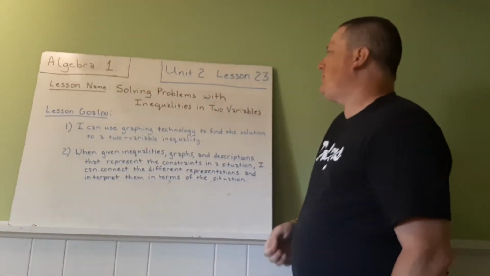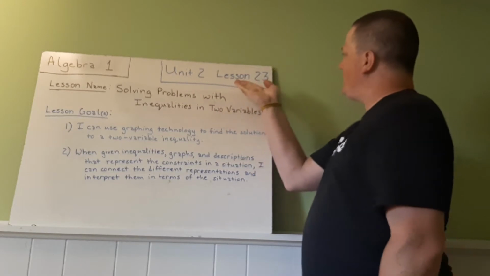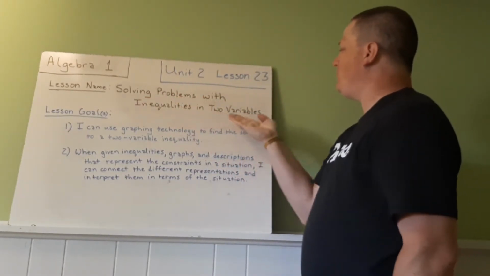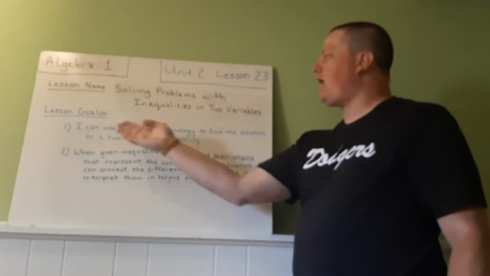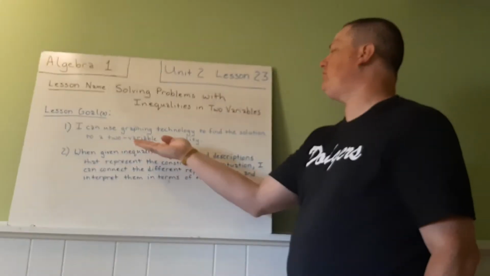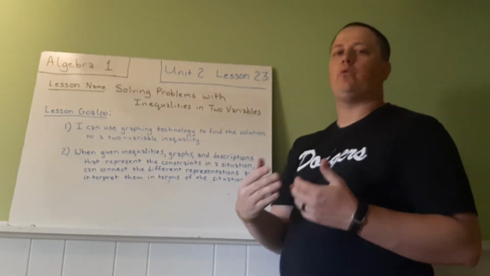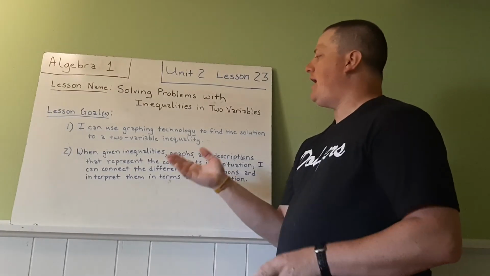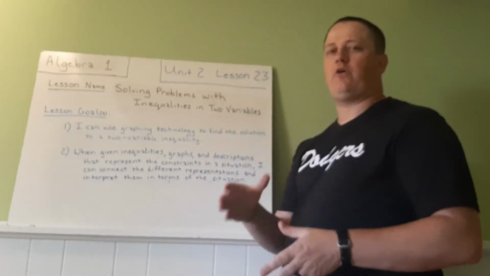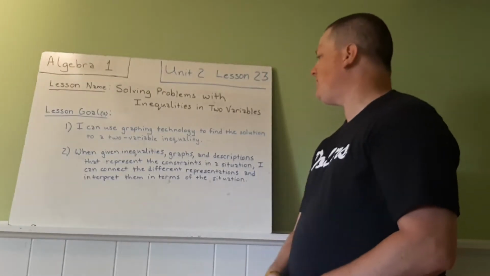All right, Algebra 1 students, let's look at Unit 2, Lesson 23, solving problems with inequalities in two variables. I can use graphing technology to find the solution to a two-variable inequality. So we're going to be using Desmos, and we're going to be typing our two-variable inequalities in to understand the graph and help us find solutions.